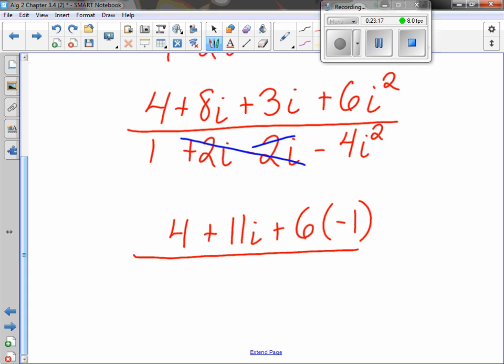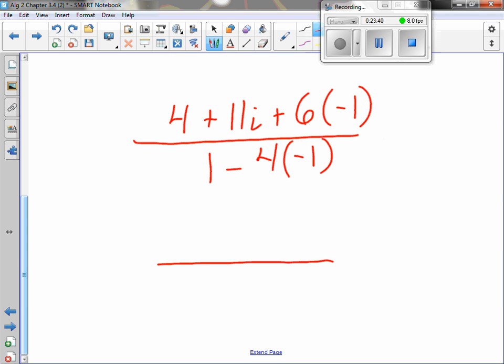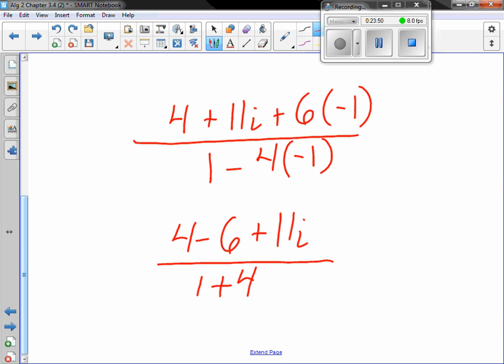The denominator, well, 2i minus 2i, those are going to cancel out. So I have 1, minus 4 times negative 1, because i squared is negative 1. Do I have any i terms left in the bottom of the fraction? No. 6 times negative 1 would be negative 6, over, because negative 4 times negative 1 would be positive 5.